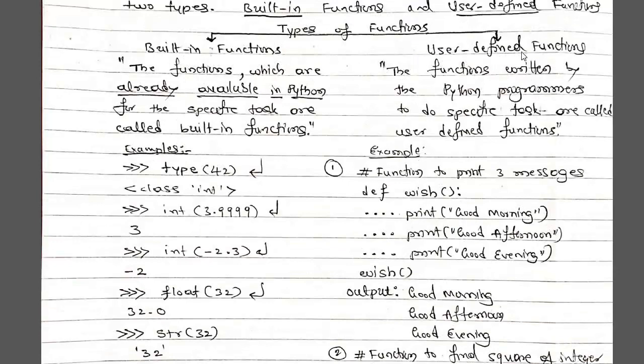Next, user-defined functions means what? As we know already, these are the functions created by us. We are all programmers. The functions written by the Python programmers to do specific tasks can be called user-defined functions. The functions which are already written by the developers of Python to do specific work or task can be called built-in functions. That means functions are classified into how many types? Two types. Built-in functions and user-defined functions.